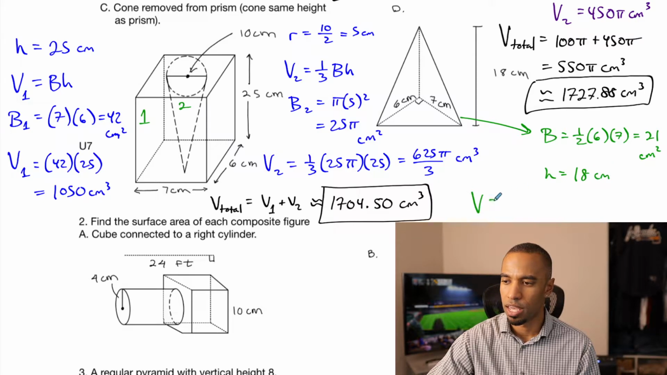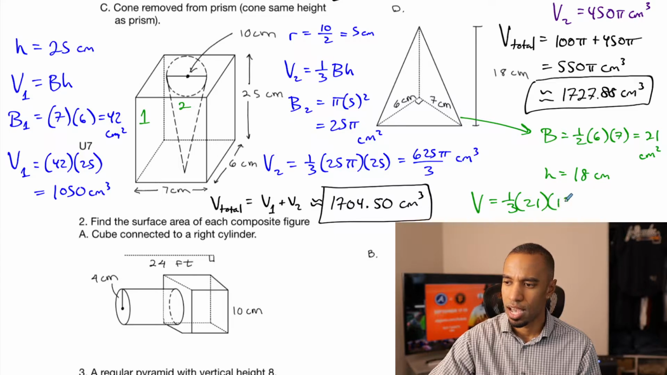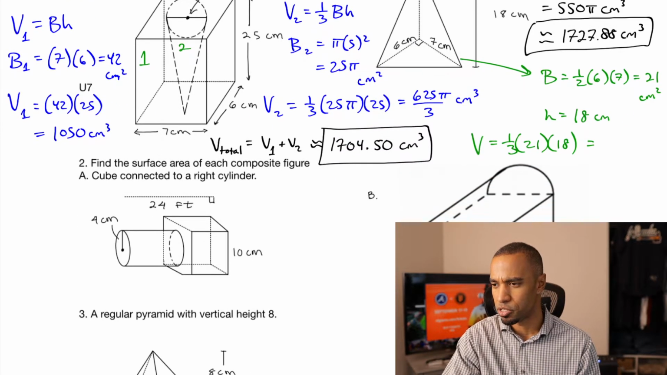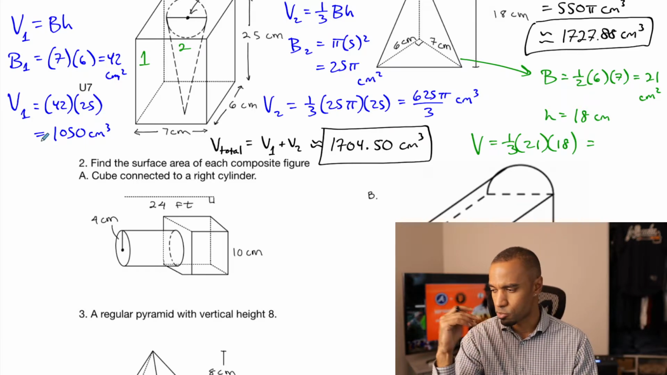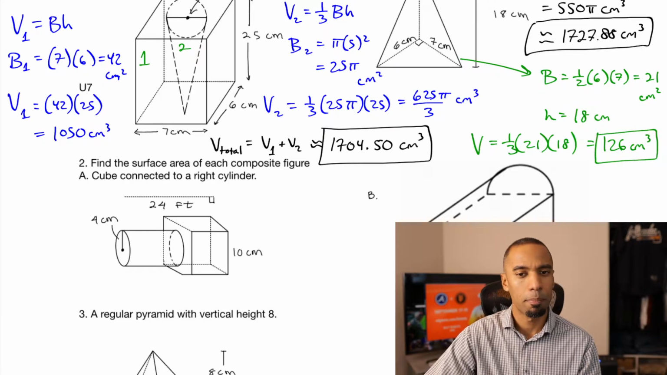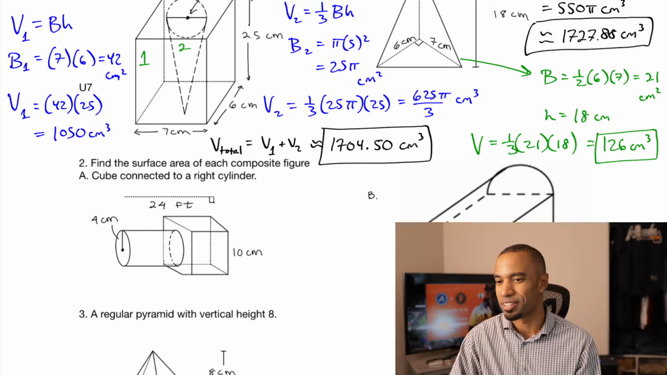So your volume is 1/3 area of base times height. No pi. Let's do a third of 18. That'll be easier. Third of 18 is 6. 6 times 21 is 126. So 126 cubic centimeters. Good, I didn't need a lot of room for that. All right, part D was kind of the easiest one with that. There we go, that's nice.